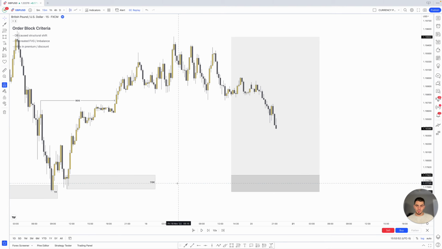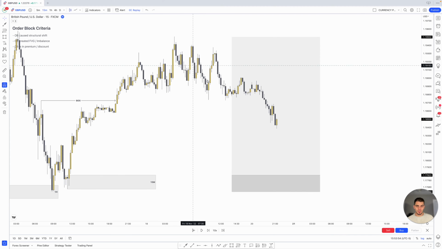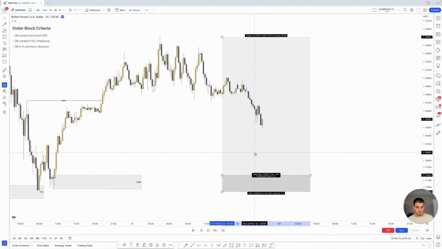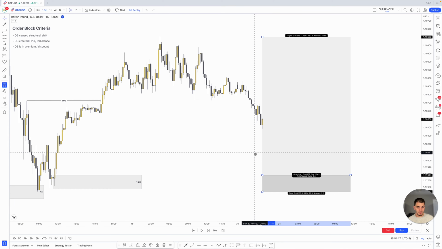Now I like to see price creating this much range before it mitigates the order block, because that is a form of liquidity. That's not something we're going to talk about in this specific video, but it is another important criteria factor to have when locating high probability trading opportunities. There's a lot of sell side liquidity being built up within this range and within this minor uptrend right here. So that adds a lot of confluence to our trading idea.